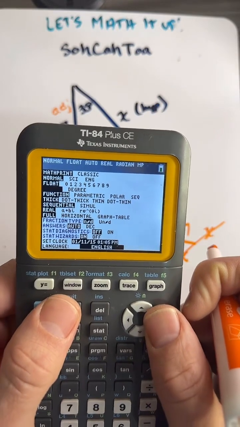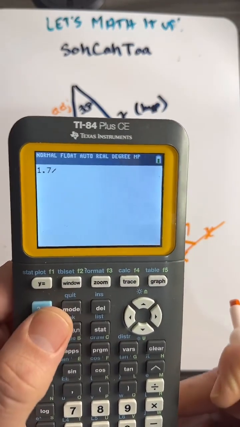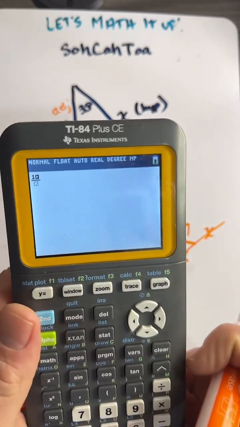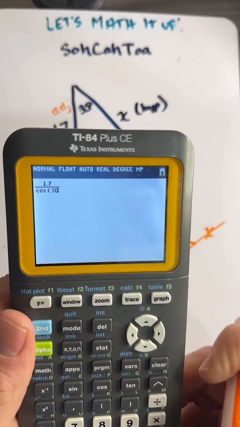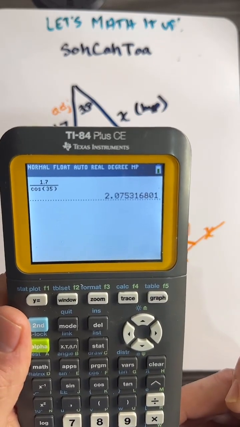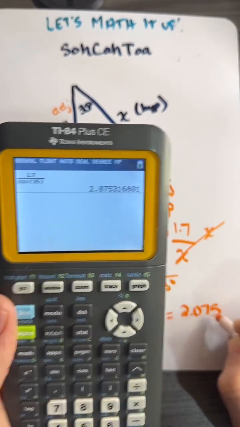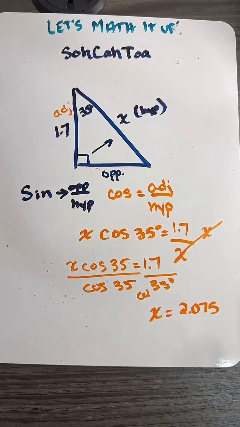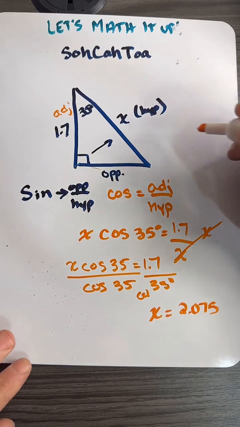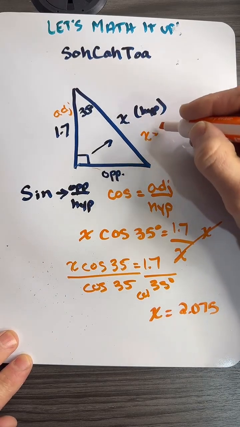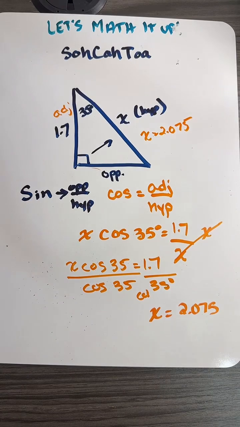degrees. Right here I'm in radians. Some of your calculators are going to be in radians. You've got to put them in degrees. All right, so I'm going to do my fraction button. I'm going to do 1.7 divided by the cosine of 35 degrees. I'm getting 2.075 for my answer. So what is my hypotenuse if I know that this is 35 and that side is 1.7? X equals 2.075.